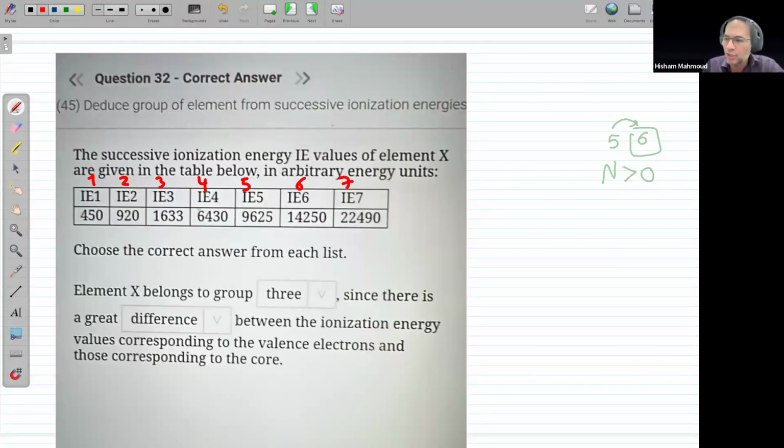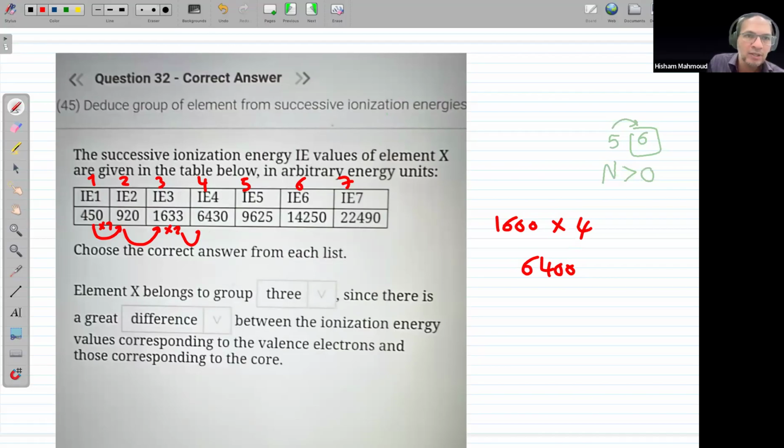We said that you need to check where the biggest jump is. Here I multiplied almost by 2, from 450 to 920. Then I almost multiplied by 2 again, say 1,800 almost. Here from 1,633 to 600,430, there is almost multiplication by 4. Imagine that this is 1,600 multiplied by 4. That's almost 6,400. So this time there is a very big jump.